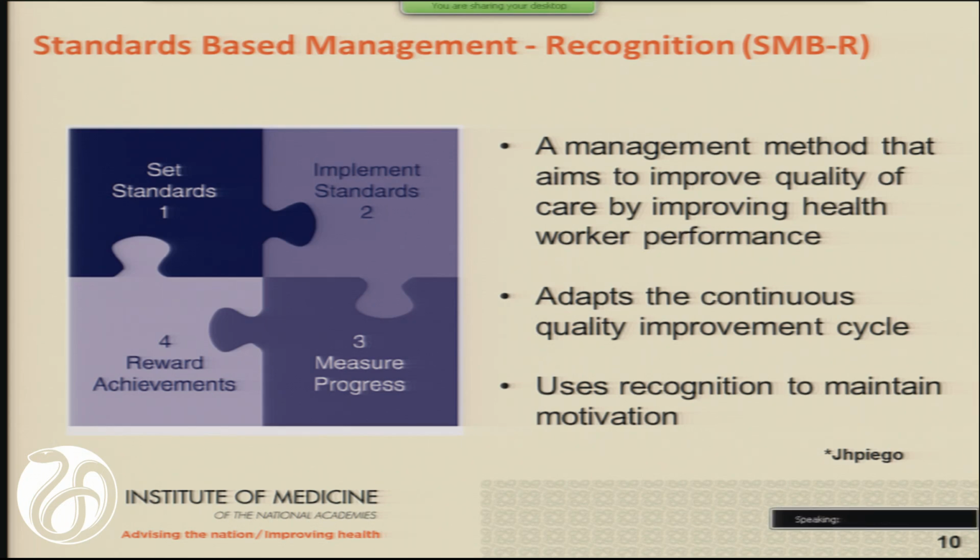The fifth approach is standards-based management, but with recognition. So there is an incentive linked to the process. And again, this SBM-R, as it is called as an acronym, is used by JPEGO. Again, the process is similar to COPE. The issues are identified, the standards are set, then these are implemented in the institution, then progress is measured against the benchmarks or the standards set. But what follows is a recognition of the achievement and the reward that follows.